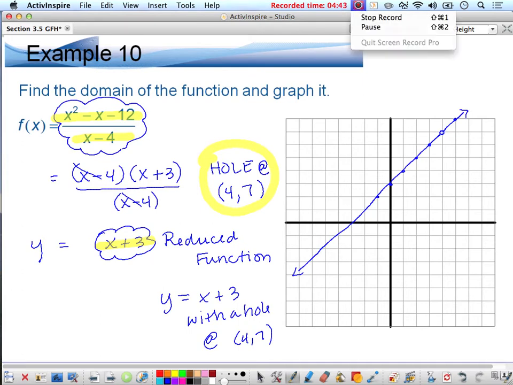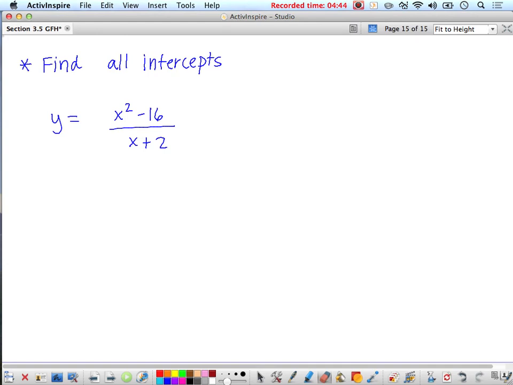Let's pause for a second. If we want to find all intercepts of y equals x squared minus 16 all over x plus 2, how do you find an x-intercept? You let y be 0. So I want to know 0 equals x squared minus 16 over x plus 2. What's the only way a fraction can equal 0? If the top equals 0.